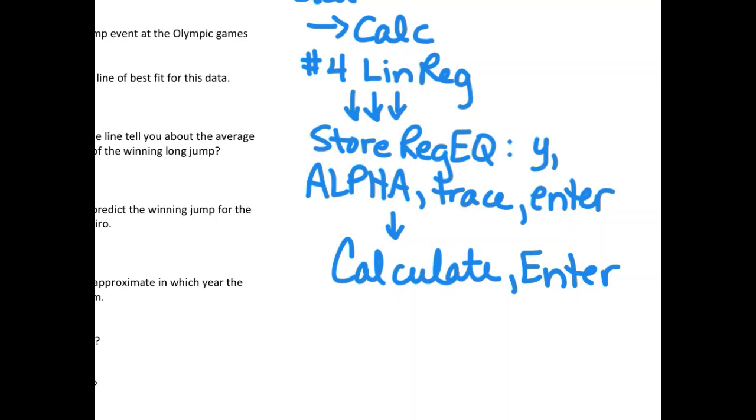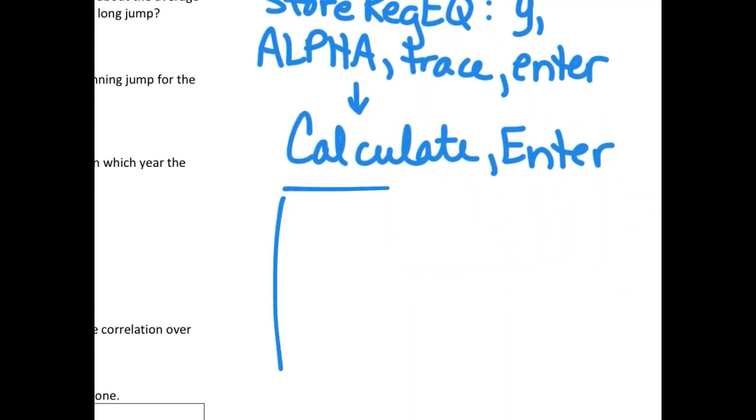And your calculator thinks for a quick second, and then it gives you a screen that looks like this. It says y equals ax plus b. Remember, that's linear because x doesn't have an exponent or is not in a denominator.